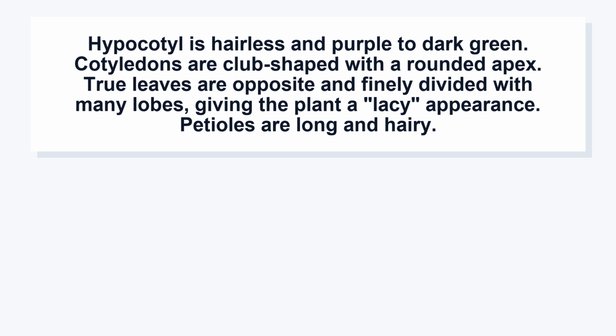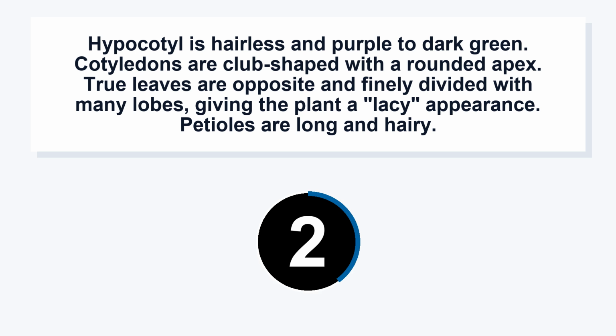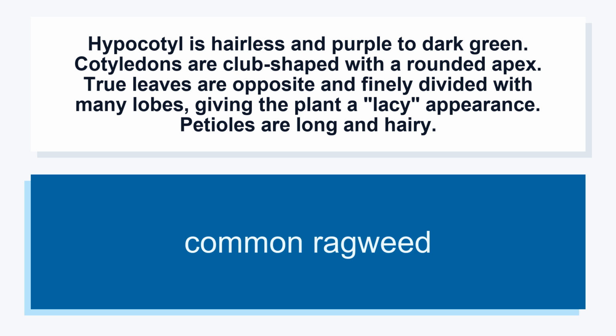Hypocotyl is hairless and purple to dark green. Cotyledons are club-shaped with a rounded apex. True leaves are opposite and finely divided with many lobes, giving the plant a lacy appearance. Petioles are long and hairy. Common ragweed.